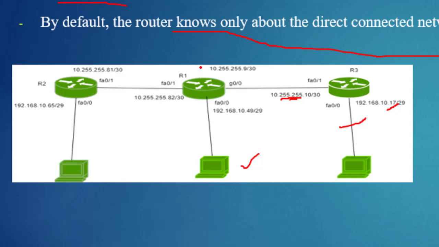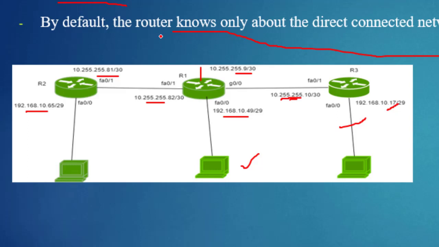The same way this router here, router 1, knows about 3 networks: this one and this one, the directly connected networks. And finally router 2 knows only 2 networks: this one and this one, the directly connected networks. So you must understand this part. A router by default knows only the directly connected networks.